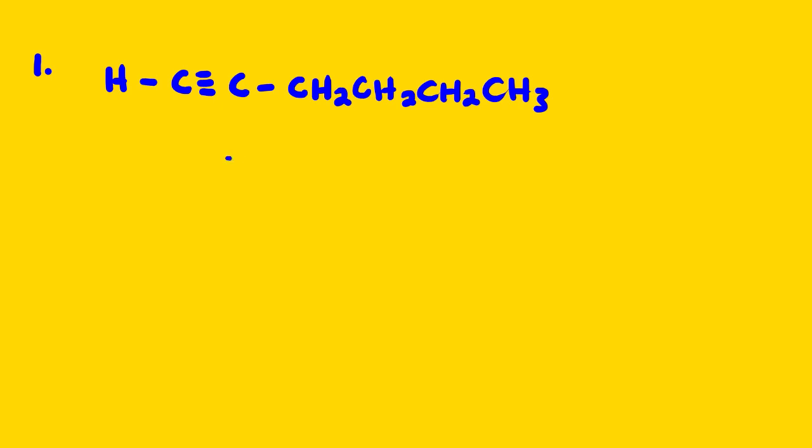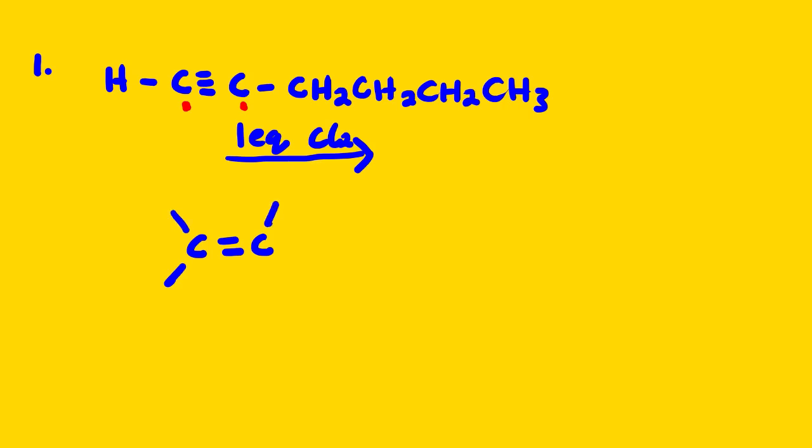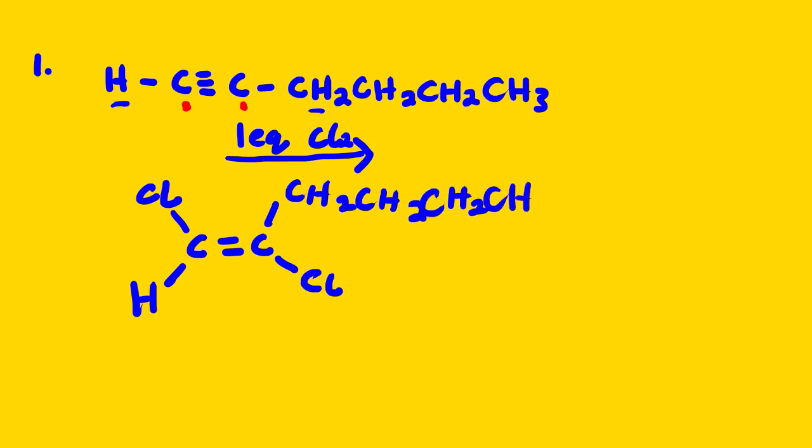Let's say we have this alkyne. We halogenate it using 1 equivalence of Cl2. So these are the carbons which are involved in the triple bond. What will happen is that we're going to have those carbons with our double bond. Then we put Cl here and Cl here. So this part is this one, then we have this part. This should actually be the major product.